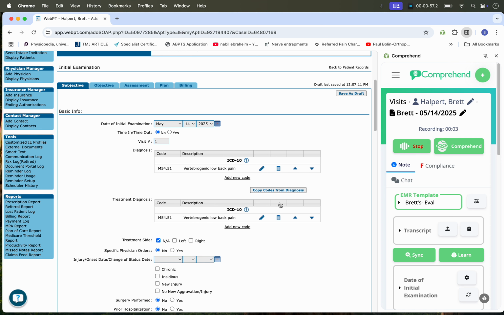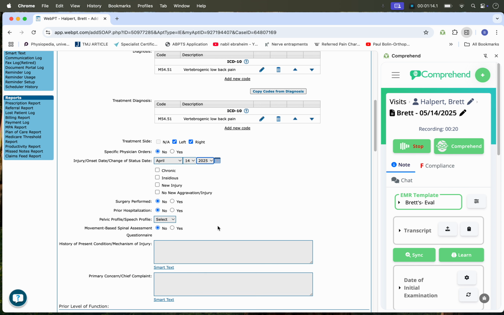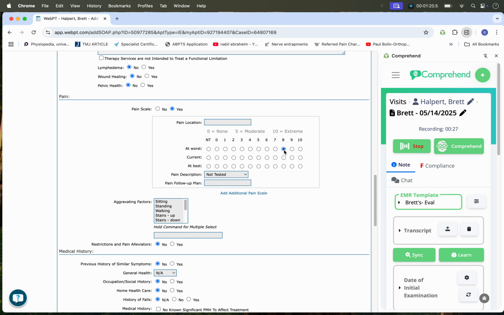Patient presents with primary diagnosis vertebrogenic low back pain. Symptoms are both on the right and left side. This started about a month ago when the patient lifted a heavy box from the floor. Since this happened, the patient describes a dull, achy sensation in his back. At worst, this pain is an 8 out of 10. Currently, the pain's a 4 out of 10. At best, the pain's a 1 out of 10. He describes his pain as dull and achy.